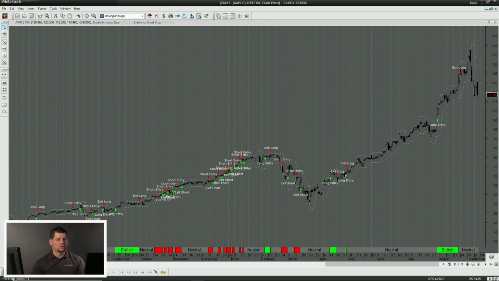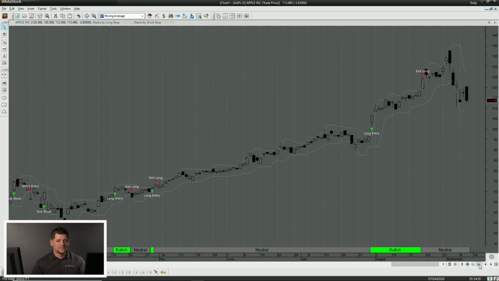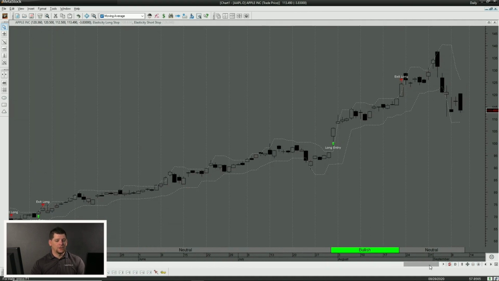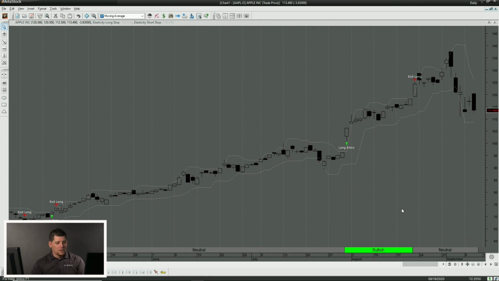Very simple to use. For example, I have Elasticity right now on a chart of Apple. Now, as you can see, very simple to use here. We have long entries and we have our exits. Each signal is going to have just a little marker right there. The lines above and below are your stop losses, your trailing stops.